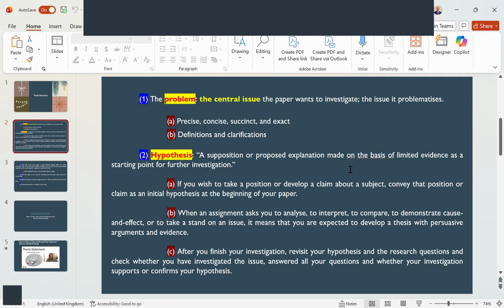Okay, this statement is basically something to do with absolute specificity. It is not a descriptive paper. The term paper is not a descriptive paper. Of course, it does describe the problem, but the main issue of the paper, the main point of the paper has to be absolutely precise, succinct, and specific.